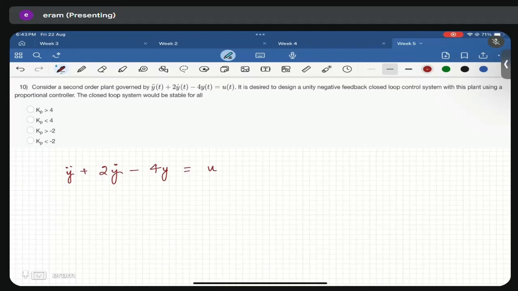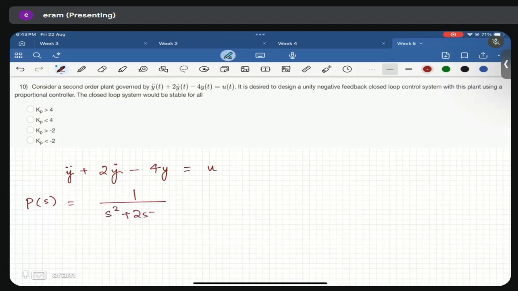Again the same question but presented in a different way. First we can find out the plant transfer function. It will be 1 by s square plus 2s minus 4, and then since we have a unity negative feedback, so h equals 1, the closed loop transfer function will be nothing but g by 1 plus gh.